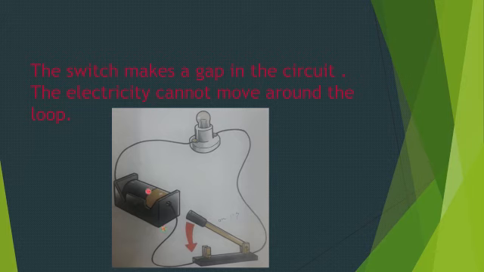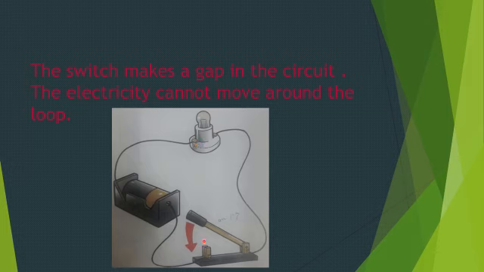See this picture. What is this one? It is a cell. The negative terminal is connected to a wire, and it is connected to a bulb, and again it is connected to, what is this one? It is a switch. Here you can see one gap or break. So the electricity cannot move around the loop, so you can't see light here.